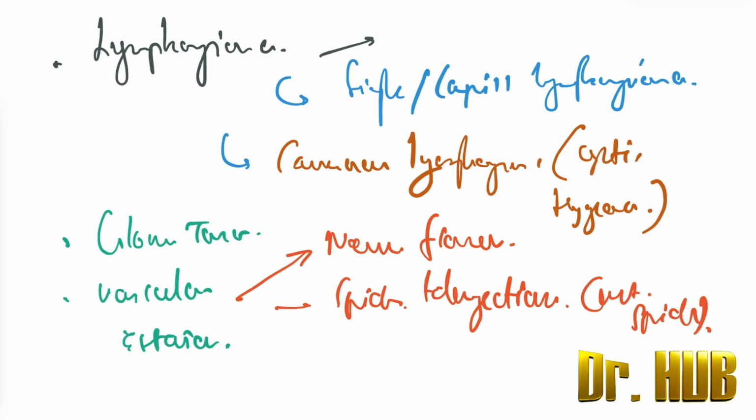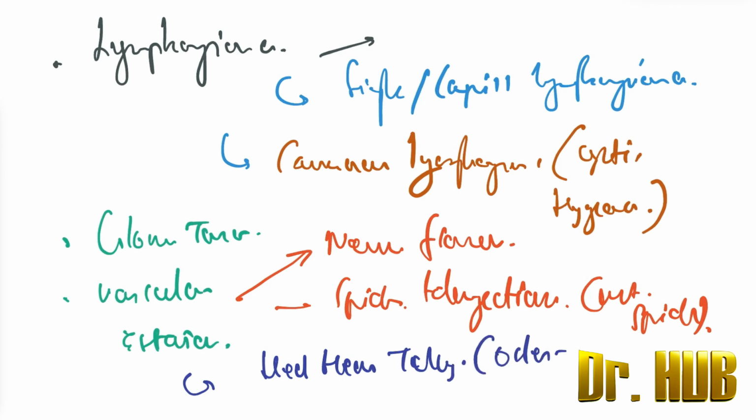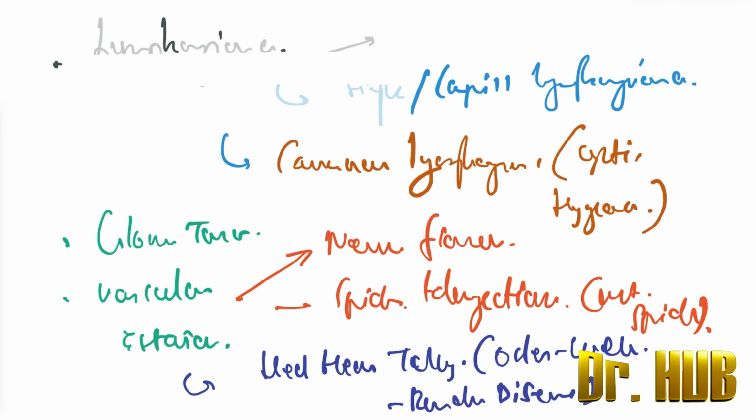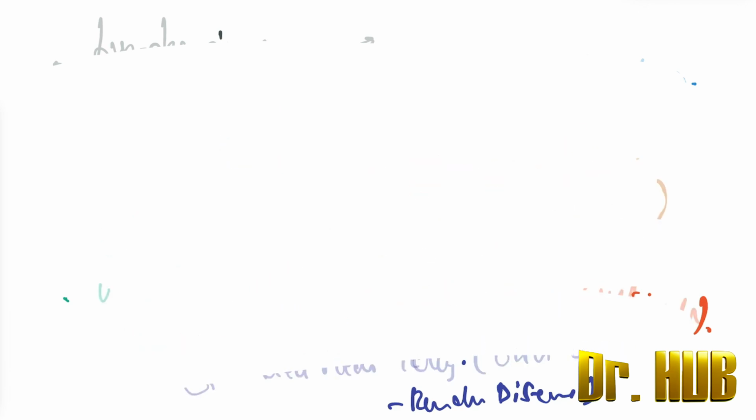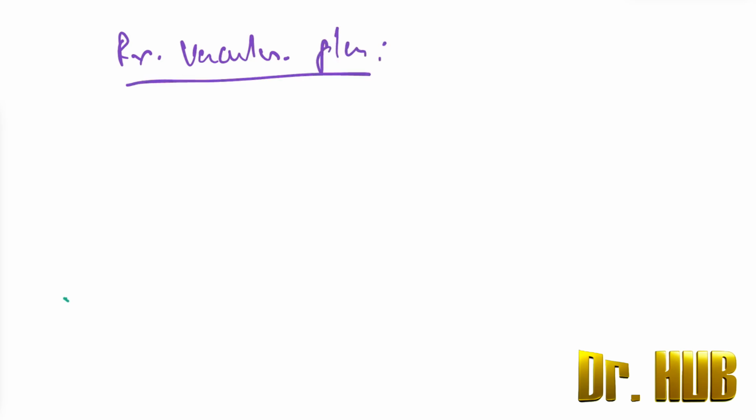Then it also includes the hereditary hemorrhagic telangiectasias, that is Osler-Weber-Rendu disease. Next, there is the reactive vascular proliferation. So reactive vascular proliferation, it includes the bacillary angiomatosis.